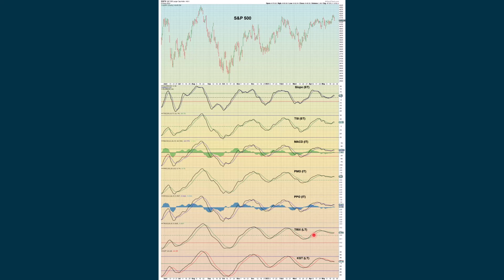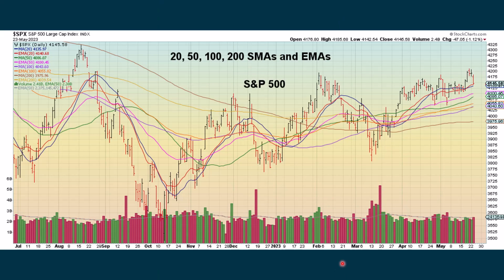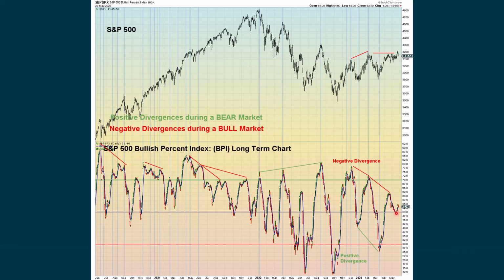What we're watching are longer-term oscillators. The TSI is starting to cross over positive. The KST is not quite there yet, but is showing some improvement. We're still above all the plotted moving averages. Looking at the BPI, we're coming back down a little bit, but we're still above 50. But longer term, we have this negative divergence.